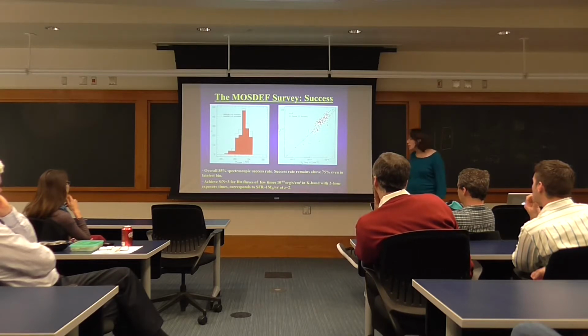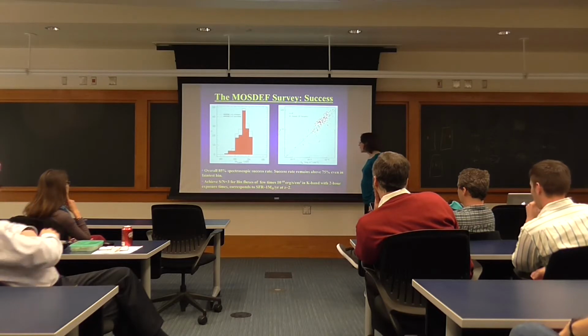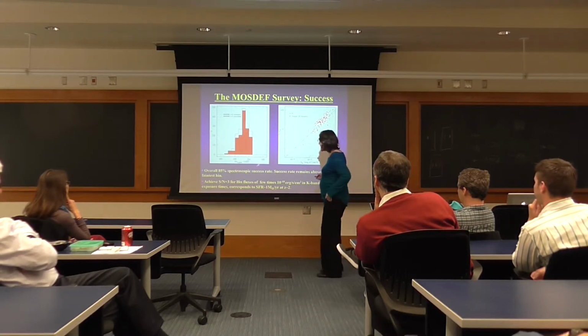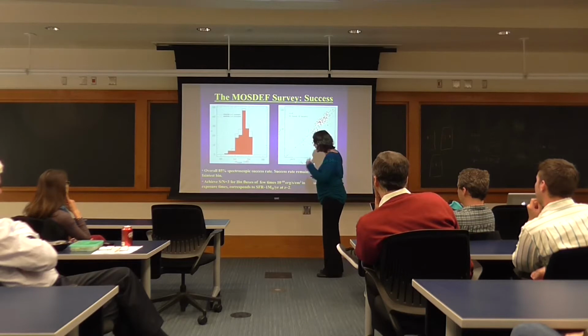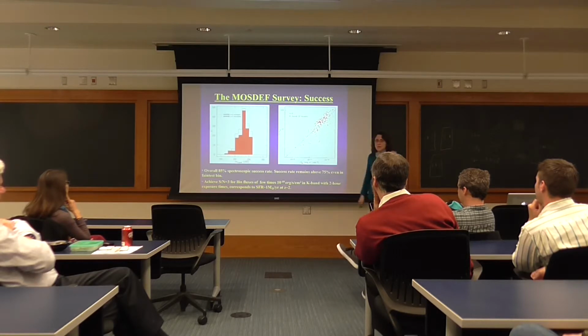Okay, so overall, we are getting 85% of the targets that we put slits on. And if you look at the success rate as a function of AB magnitude in the H-band, okay, so F160W is an H-band filter, the success rate remains above 75% even in the faintest bin that we're targeting at redshift 2. So this is the redshift range where we have the most statistics so far.